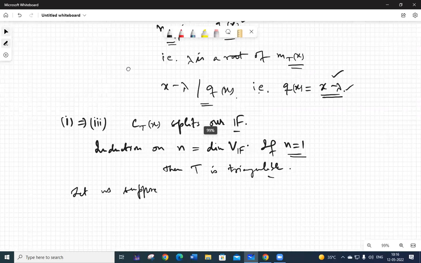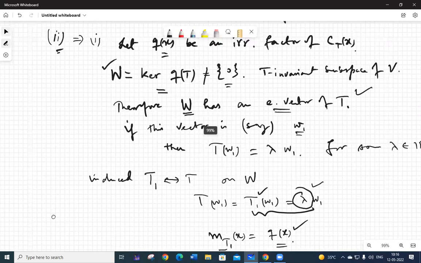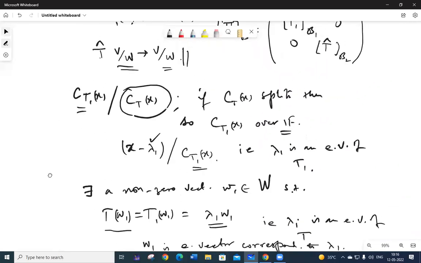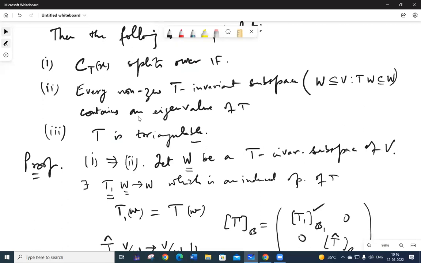Yes. Let me show this statement. These are: CTX splits over F. Every non-zero T invariant subspace contains an eigenvalue of T. We have already shown that 1 implies 2 and 2 implies 1. They are equivalent. Now we have to show that 1 and 3 are equivalent.